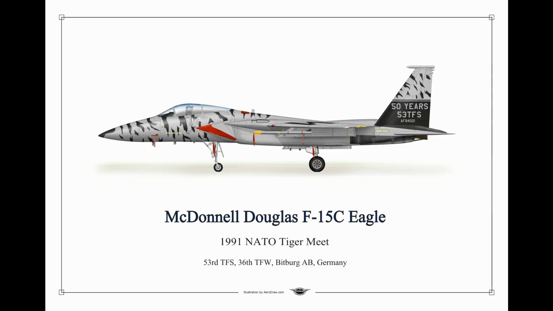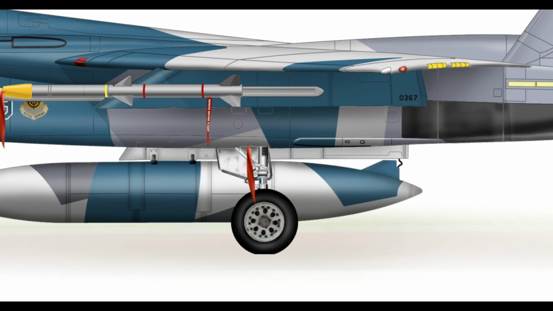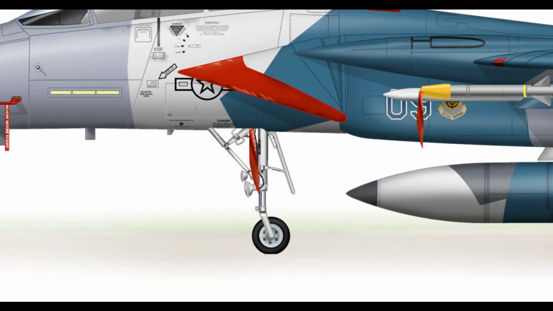Now, a lot of people will draw these with the gear up, but I like to draw them with the gear down because I like to put a lot of detail into the landing gear. This is obviously the main gear on the F-15, and this is the nose gear on the F-15 also.